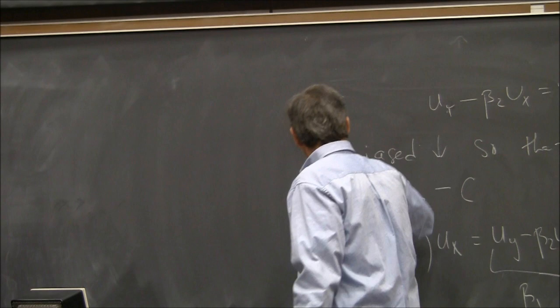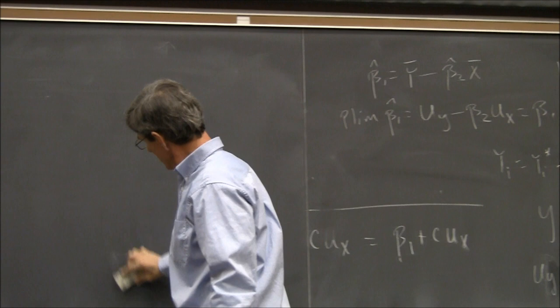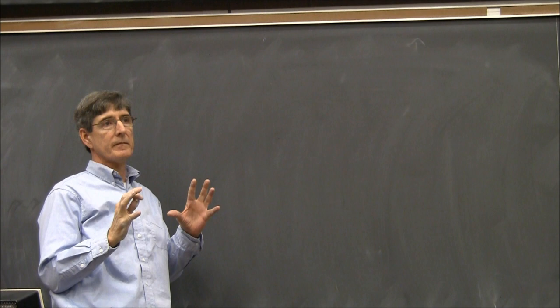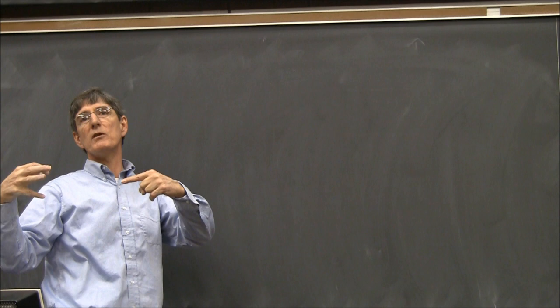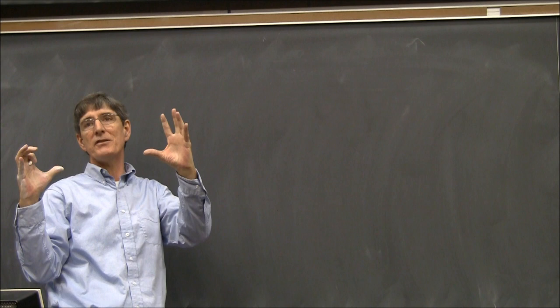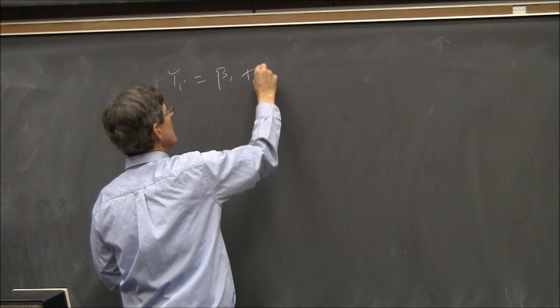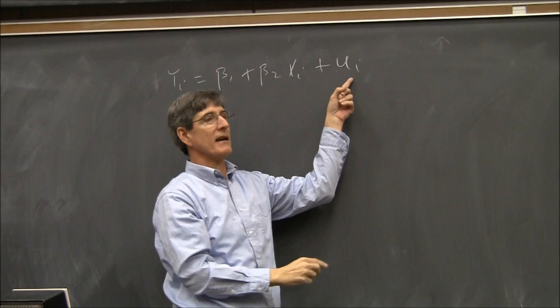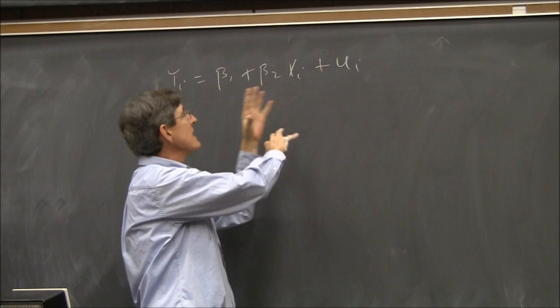The way you do these problems is always the same. You start with a true model, then you sub in the variables that are measured with error into the true model and isolate what you can actually measure. When you do that, you'll get yi equals beta 1 plus beta 2 xi plus ui. Now in this case, ui was like vi plus cit minus beta 2 yit. But we isolate the model in this way.